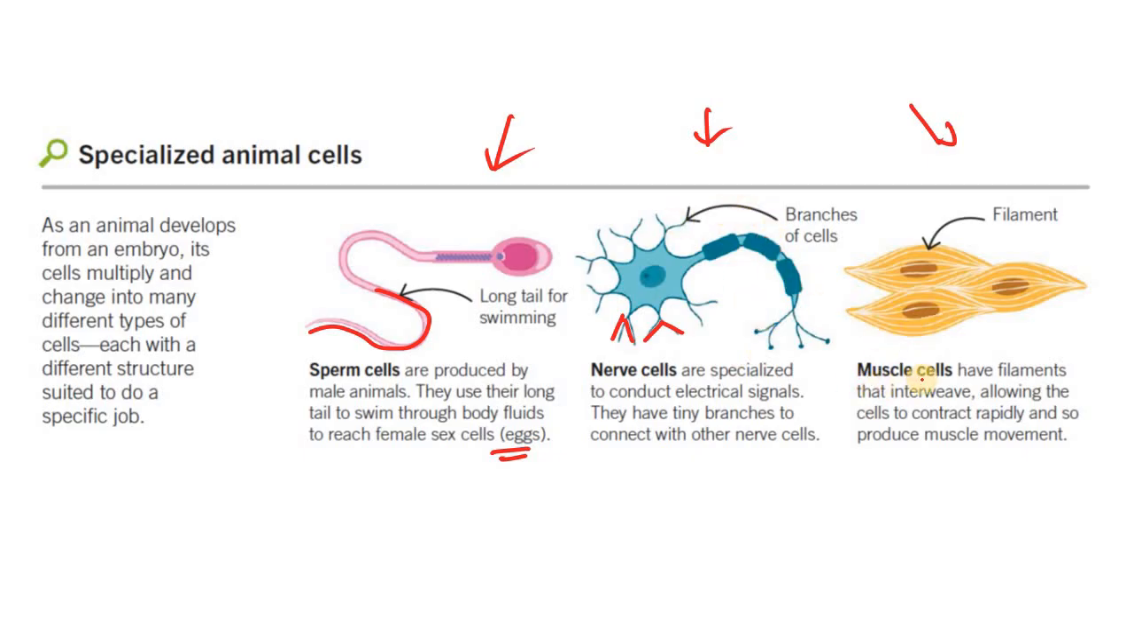Next, we have the muscle cells, which have filaments. See, for example, these are the filaments that interweave among themselves, allowing the cell to contract rapidly and so provide muscle movement. So they can expand as well as contract for muscle movement.